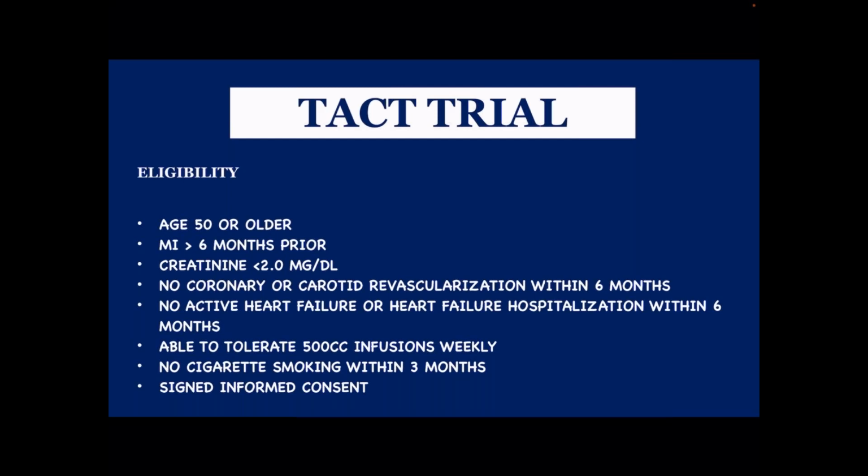They had no coronary or carotid revascularization within the past 6 months, no active heart failure or hospitalization for it in the last 6 months. They were able to tolerate at least 500 cc's of fluid as an infusion weekly, and no cigarette smoking within 3 months. And of course, they signed an informed consent. Now, why did they use these particular exclusion or inclusion criteria?